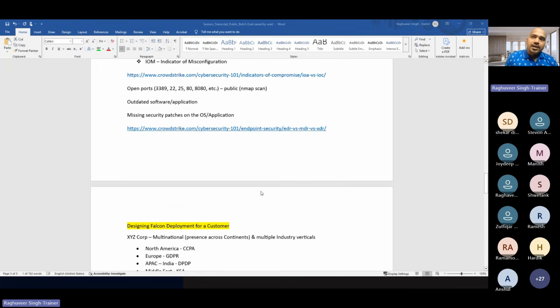Now, let's design Falcon for a customer. Before we design Falcon for a customer, let me give you an understanding of the Falcon enterprise architecture, or how an EDR solution works.